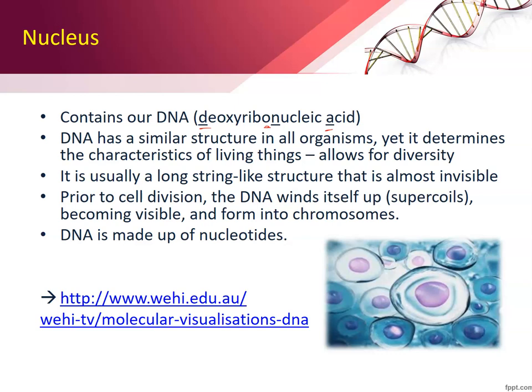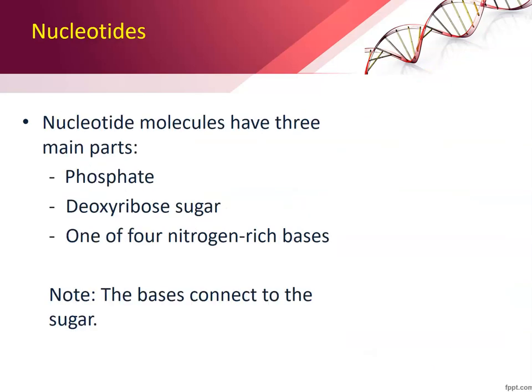So when the DNA actually forms in this double helix structure like this, it actually winds itself up into supercoils, and then these supercoiled strands of DNA become what we call chromosomes. We need to understand the chemical structure of DNA, so let's get started looking at that. DNA is made up of nucleotides. Okay, so we have DNA, and then DNA is made up of nucleotides.